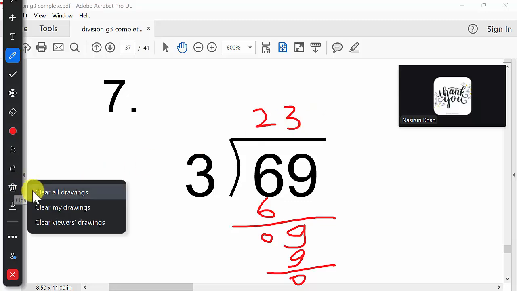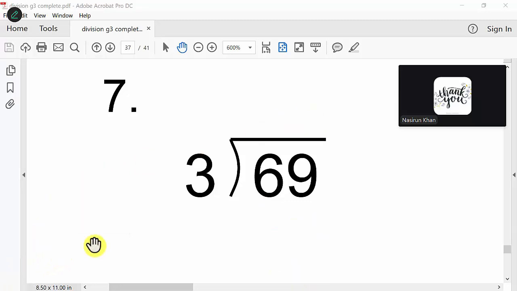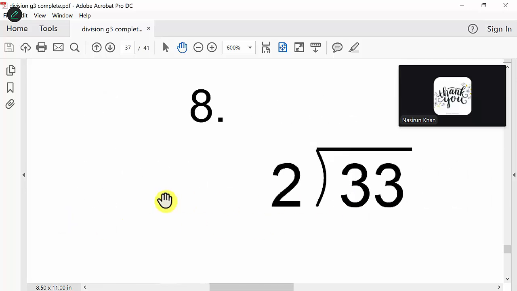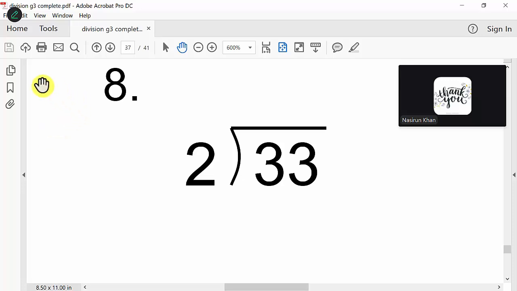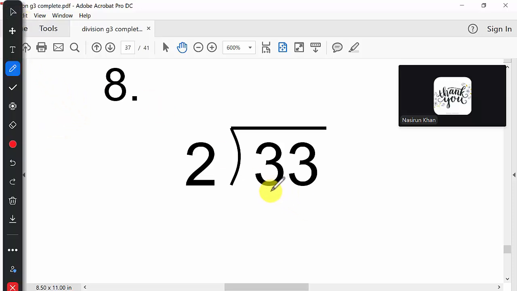Okay, let's do another number. Number 8. 33 divided by 2. Let's see. The first number can be divided by 2. So 3 divided by 2 is 1. 1 times 2 is 2. And then subtract: 3 minus 2 is 1. Okay, it's not the remainder 1, right? Because we still have another number. So we drop down the number 3 here.